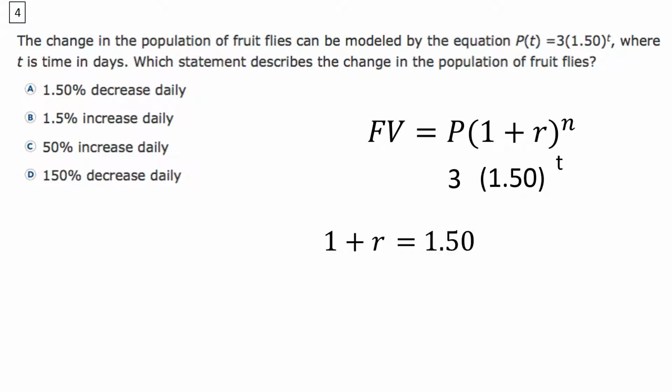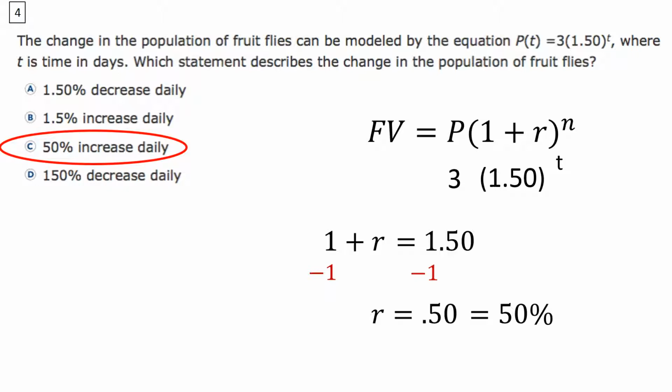But if we're actually looking for the rate, remember the 1 is part of that base, so we've got to get rid of that. So let's just subtract both sides, take 1 away from both sides, and that's going to leave us with 0.50. And what's that as a percent? Well, that's 50%. There's only one of these answers that had 50%, and that is C.